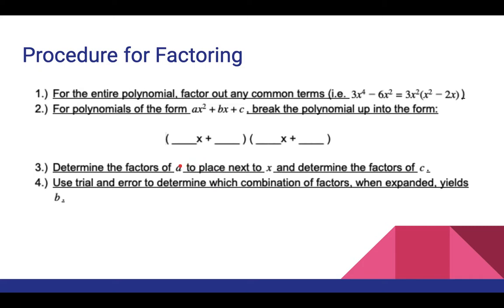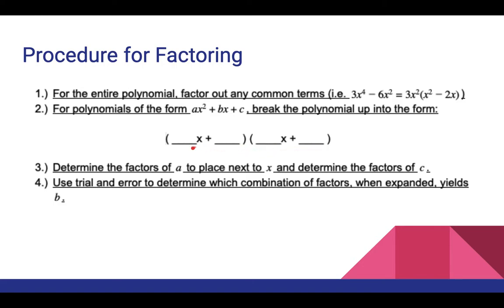So what we're going to do is determine the factors of a to place next to x and determine the factors of c. If a is equal to 2, the factors of a would be either 2 times 1 or negative 1 times negative 2. Then we're going to determine the factors of c. If c is 4, we would have 4 and 1, or 2 and 2, or negative 4 and negative 1, or negative 2 and negative 2.